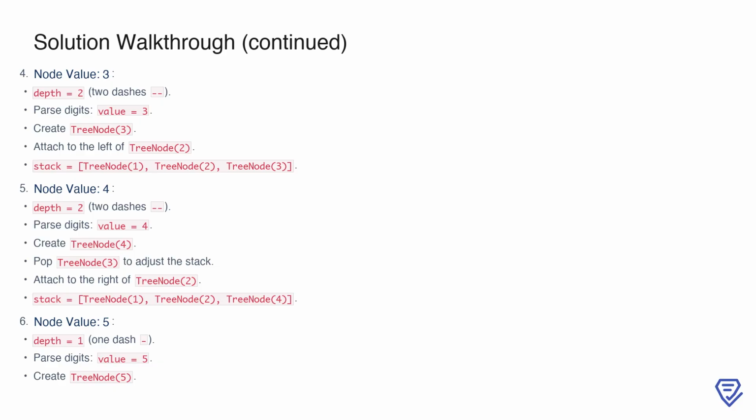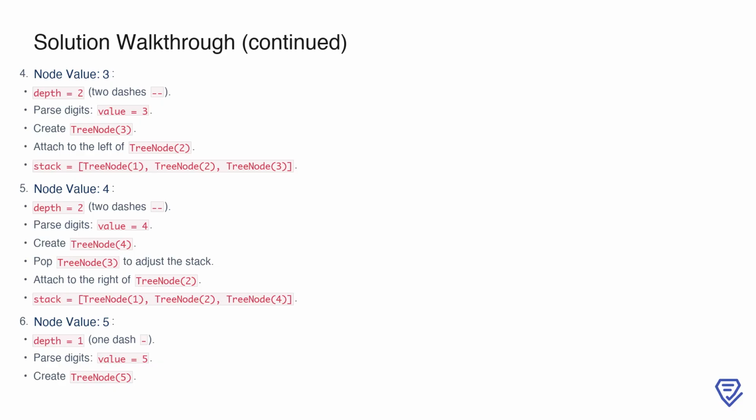Once we parse the digits, we determine the value is 3. We create tree node 3 and attach it as the left child of tree node 2, as it corresponds to the next level in the tree. Tree node 3 is then pushed onto the stack. For the node value 4, we again encounter 2 dashes, so the depth remains 2. After parsing the digits, the value is 4.